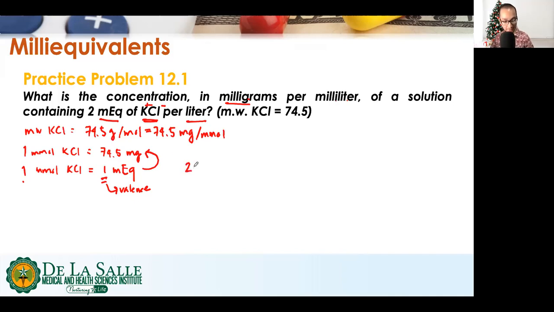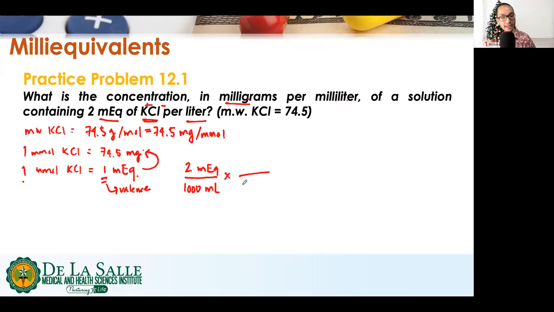Okay? So, we have here 2 MEQ per liter. Ayan. So, per liter, i-convert na natin siyang milliliters. Ayan, para hindi na mahirap mamaya. Ayan, so, 2 MEQ of potassium chloride per 1,000 milliliters of the solution times, saan natin kukunin yung MEQ? 1 MEQ weighs 74.5 milligrams.